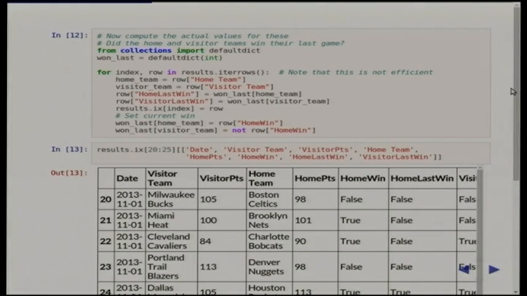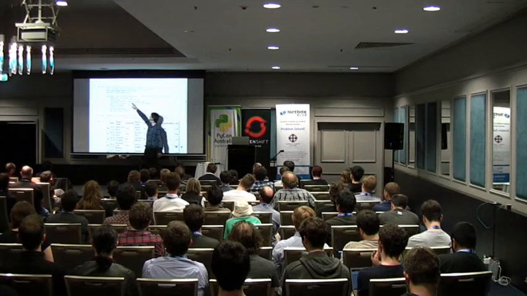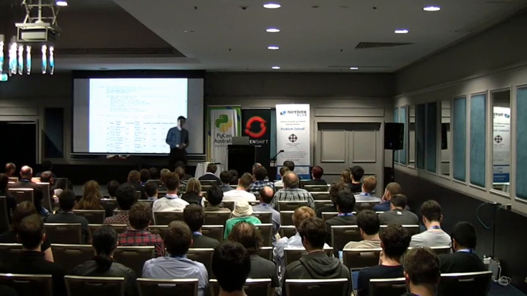What we do here is create a default dict, which will default to 0 the first time a team is asked for, and that's going to be whether the team won their last game. We then iterate over all the rows. We get the home team and the visitor team, and then we look them up in our won last dictionary to see whether they won their last game.